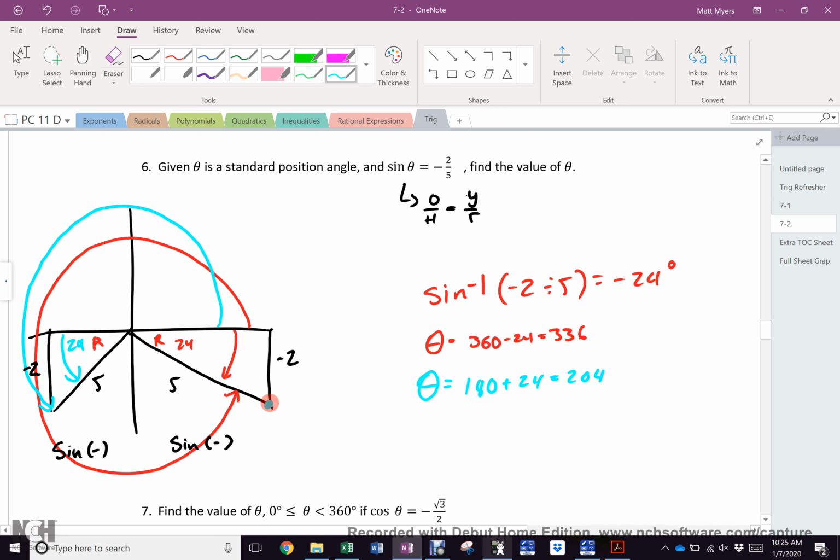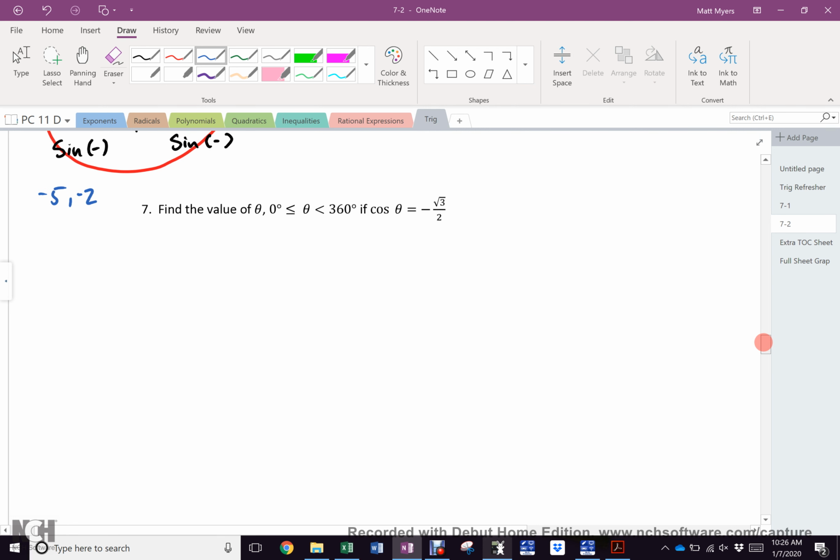Because this point right here could be 5, negative 2, couldn't it? Or it could be this point over here, which was negative 5, negative 2. Now, if I told you tan theta was greater than 0, then which is it? Light blue theta or red theta? It would be the light blue theta. It would be 204 because tans are positive there. Everybody understand? Spectacular.